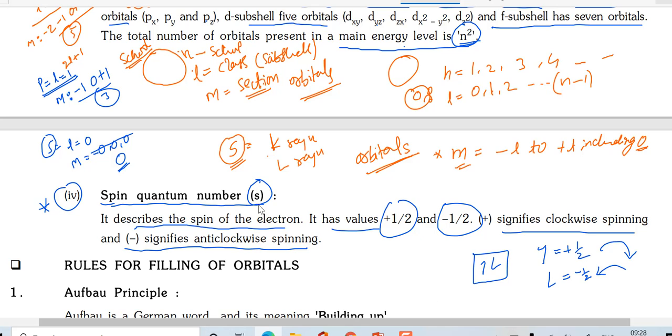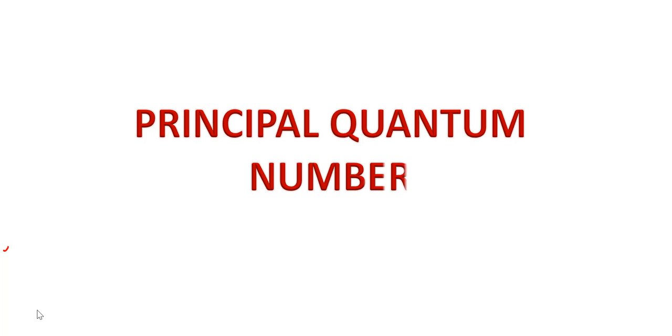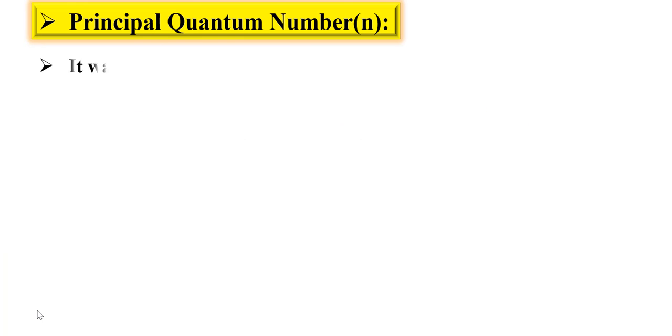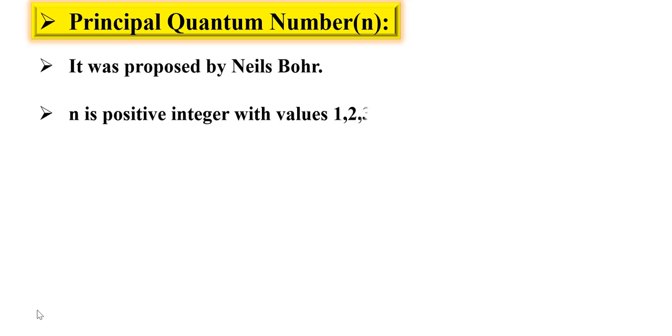Okay. Now the same quantum numbers, once again we will discuss in the JEE level. Next, the principal quantum number. It was proposed by Niels Bohr. N is a positive integer with values 1, 2, 3, 4.